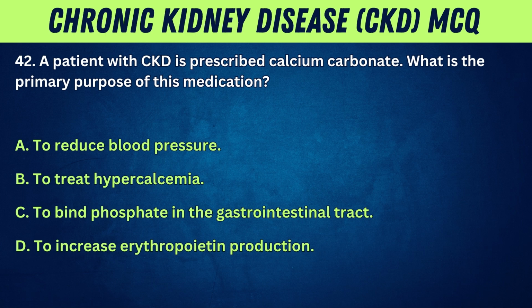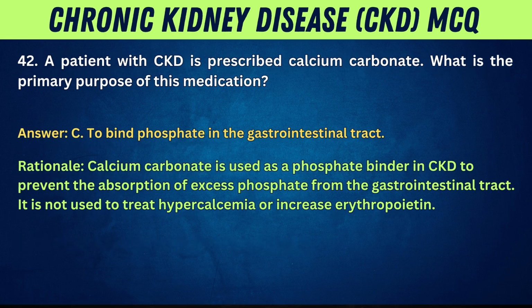42. A patient with CKD is prescribed calcium carbonate. What is the primary purpose of this medication? A. To reduce blood pressure. B. To treat hypercalcemia. C. To bind phosphate in the gastrointestinal tract. D. To increase erythropoietin production. Answer: C. To bind phosphate in the gastrointestinal tract.